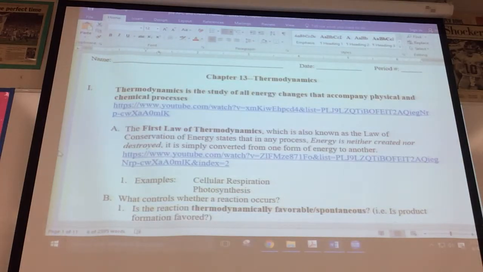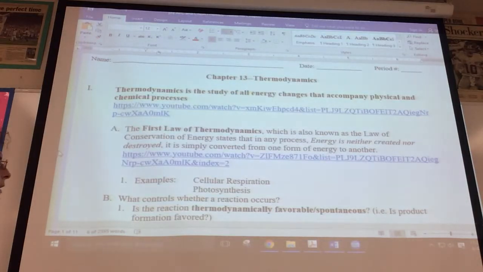There's a little video that goes over some basic terms. I'll show that to you in a minute. There are 3 laws of thermodynamics. We're only going to hit the first. The first law of thermo we've actually talked about previously. Energy cannot be created nor destroyed in a chemical reaction. It's just converted from one form to another.